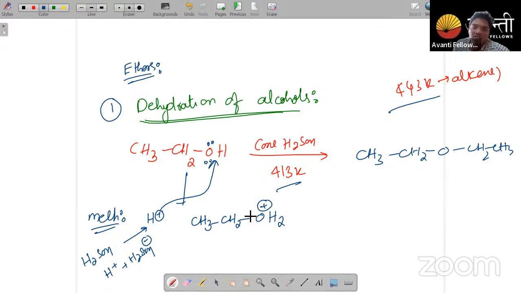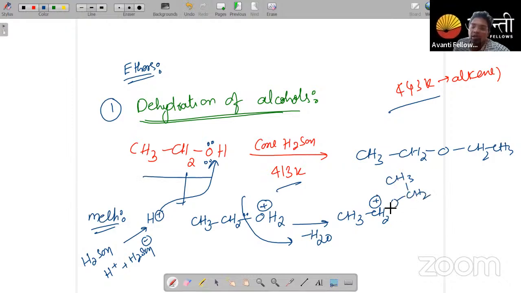Now we know that a positive charge on oxygen is unstable, so it will lose H2O from here. Then you are going to get CH3CH2 with a positive charge. But we will take excess ethyl alcohol, so CH3CH2OH will attack on this carbon. Now the lone pair on the oxygen is given, and again the oxygen will get a positive charge, CH2CH3 as you can see here.